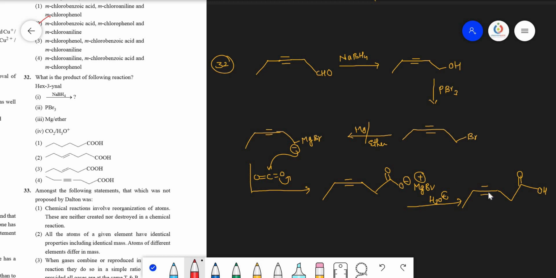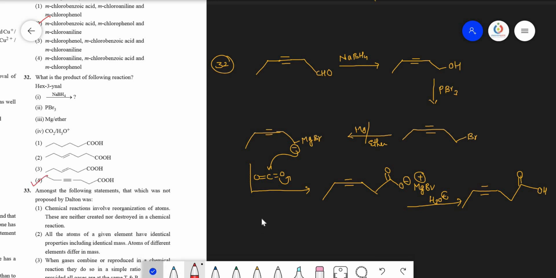Among the options, here are 1, 2, 3, 4, 5, 6, 7 carbon atoms. At the fourth carbon atom, the triple bond is there. The other molecules do not have any triple bond. Only the fourth one has the triple bond. Option 4 is correct.